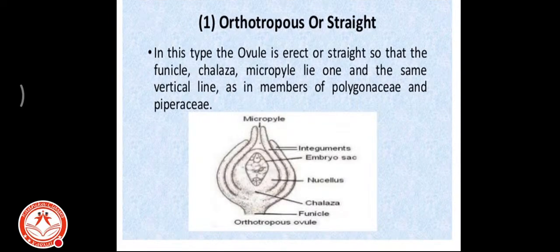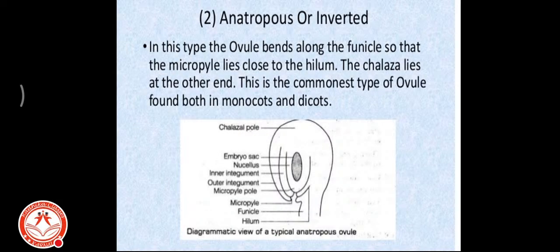First is orthotropous or straight. You can see in the figure, this type of ovule is erect or straight, so that the funicle, chalaza, and micropyle lie on the same vertical line. Micropyle, chalaza and the funicle, all three lie in a straight line, as in members of the Polygonaceae and Piperaceae family.